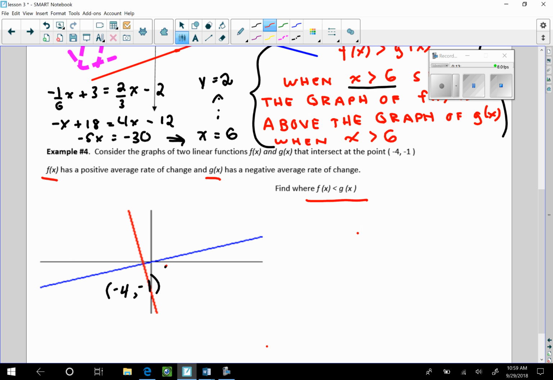I would ask that you finish this particular example this evening. You will be given a copy of the lesson 3 assignment, and we will discuss it tomorrow in class.